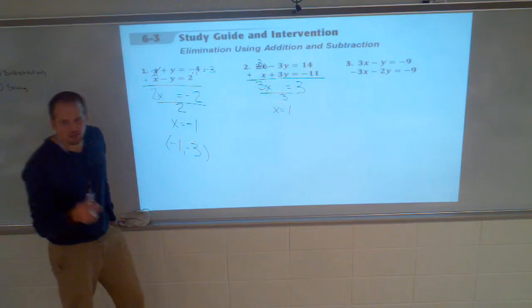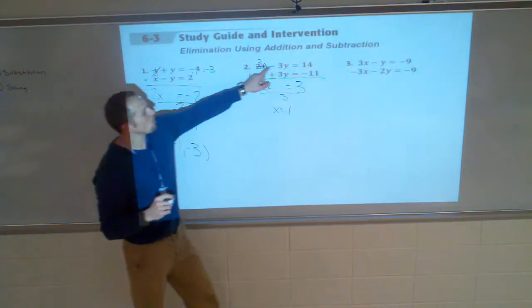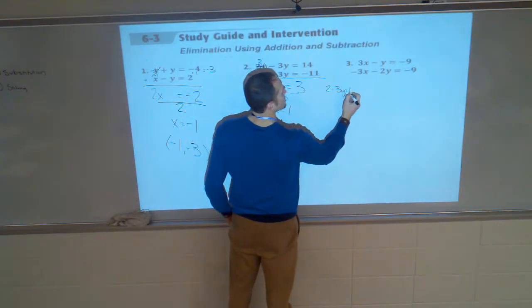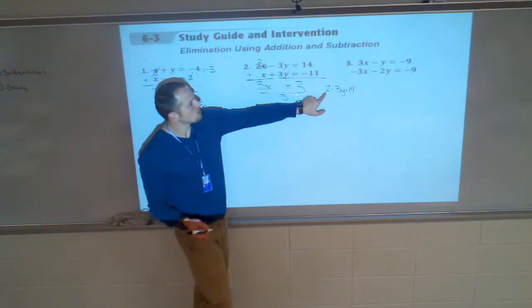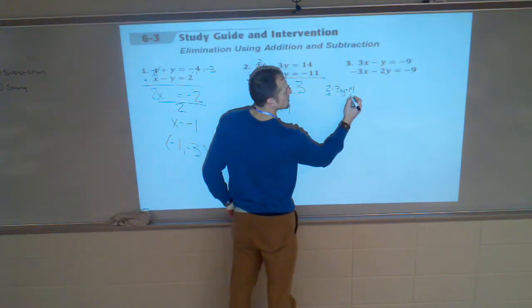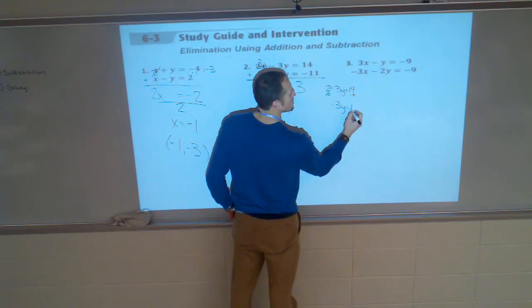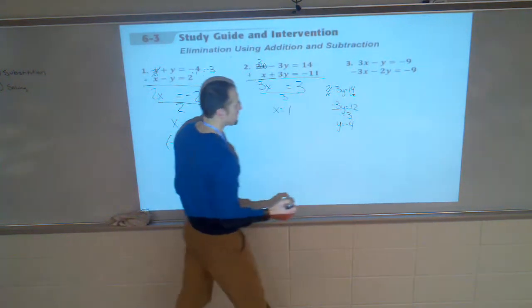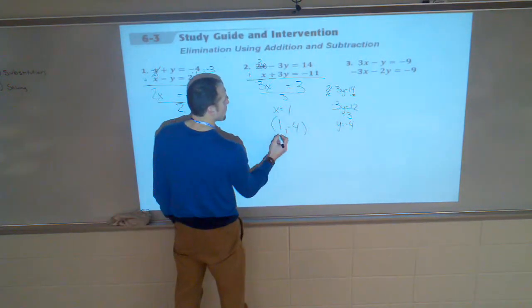Now, this gets just a little more confusing, all right? Here's my suggestion. Rewrite this out here. 2 minus 3y equals 14. All right, now it's a two-step equation. Subtract 2 from both sides. So I've got negative 3y equals 12. Divide by negative 3. Y equals negative 4. So my answer is 1, negative 4.